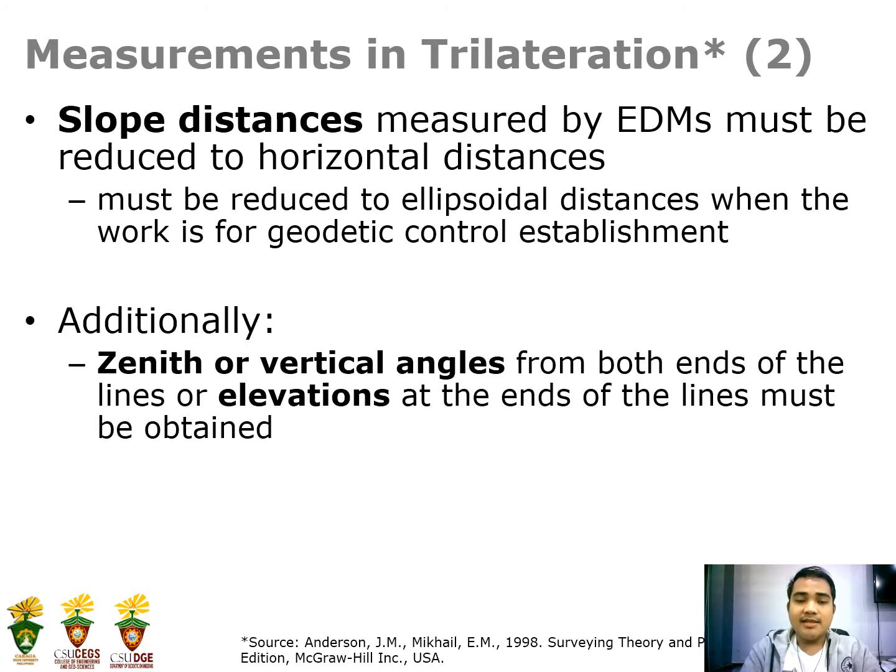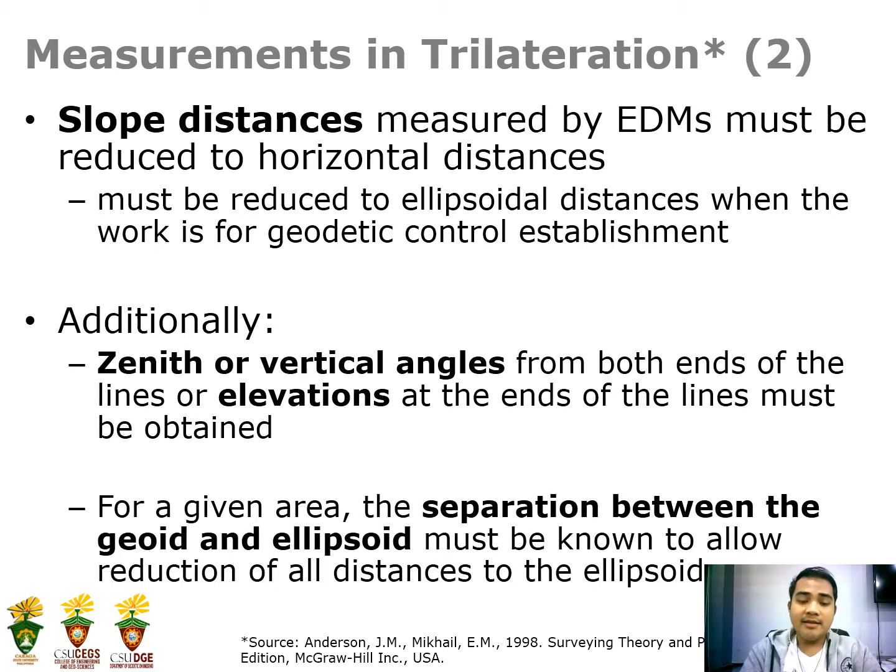And additionally, the zenith or the vertical angles from both ends of the lines, or elevation at the ends of the line, must be obtained also. And for a given area, the separation between the geoid and ellipsoid must be known, to allow the reduction of all distances to the ellipsoid. That separation between geoid and ellipsoid, let us recall in geodesy, is the N, or the geoidal undulation.